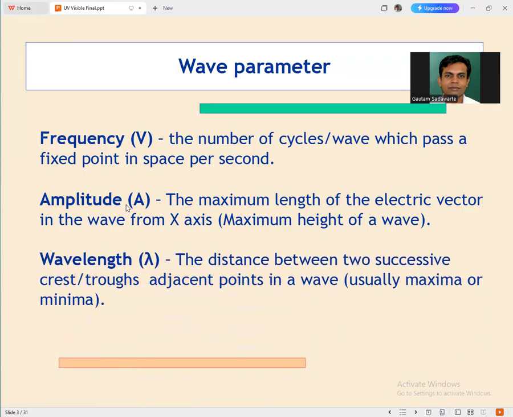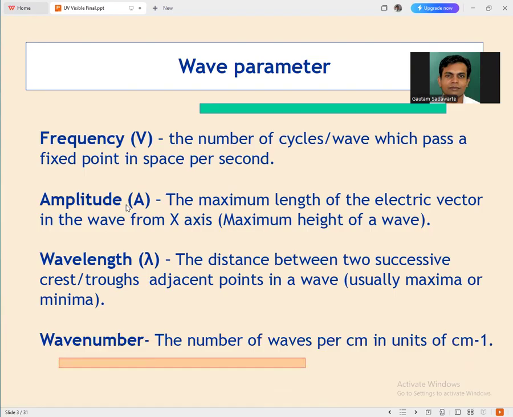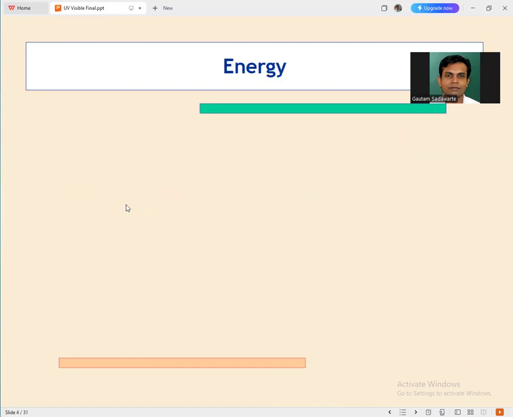Next one is wavelength. So what is wavelength? It is the distance between two successive crests or troughs, and wavelength is denoted by the sign lambda. And the last one is wave number. Wave number is the number of waves per centimeter unit, or it is the reciprocal of the wavelength, 1 by lambda. That is nothing but wave number.